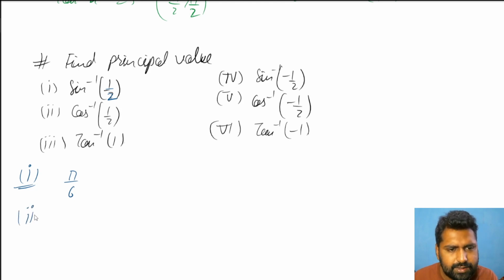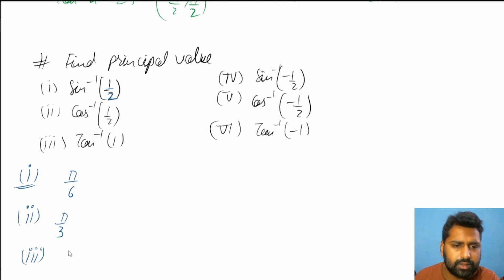Second part, again. Cos is 1 by 2 in the first quadrant. So we have to give the value of theta for which cos is 1 by 2. That's pi by 3 or 60 degrees. Third part, tan inverse 1 means we have to get the value of theta for which tan is 1. That's pi by 4. So for positive values, we don't have any problem because we'll give the answer in the first quadrant. The problem comes with the negative.